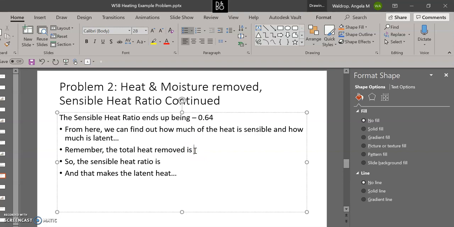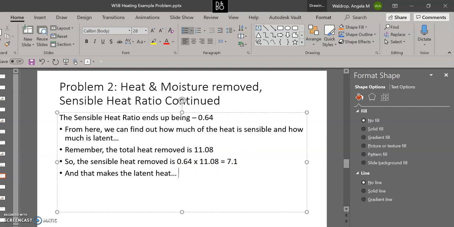If I remember from my other slide, my total heat removed is 11.08, and my sensible heat ratio is 0.64. So I'm going to change this statement: the sensible heat removed is going to be 0.64 times 11.08, and that's going to be 7.1. So that's how much heat is actually used to change the temperature.